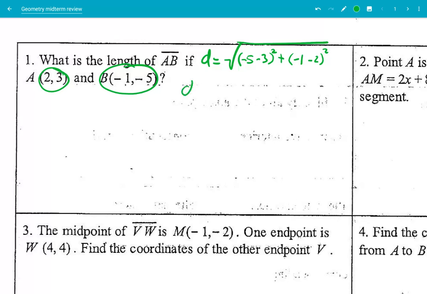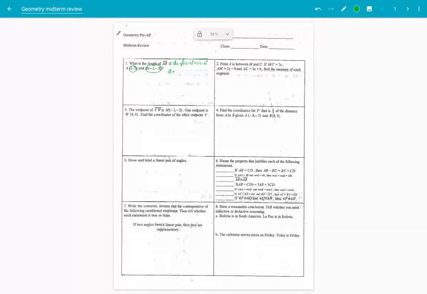So let's see. D is, man, this is a horrible copy of this paper, isn't it? Look at all those marks.